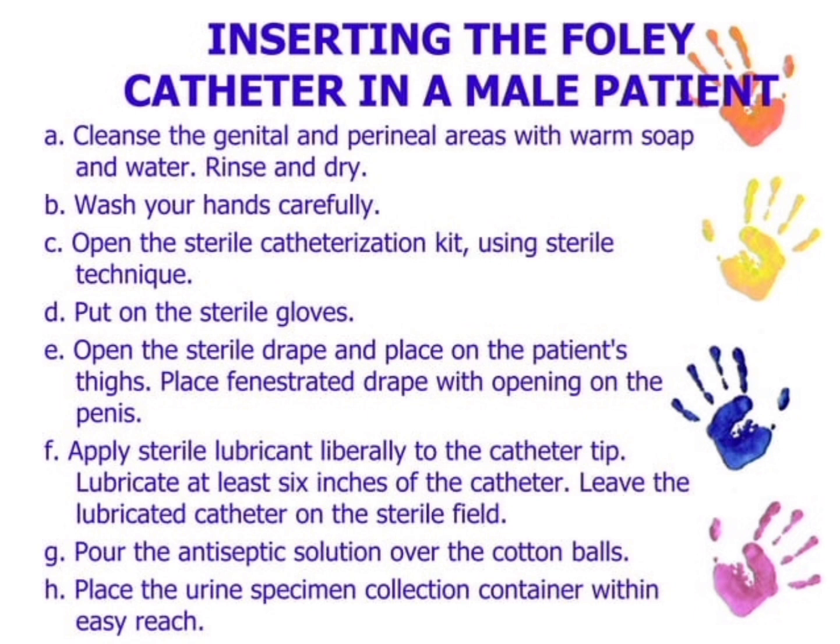Apply the sterile lubricant liberally to the catheter tip. Lubricate at least 6 inches of the catheter. Leave the lubricated catheter on the sterile field. Pour the antiseptic solution over the cotton balls. Place a urine specimen collection container within easy reach.